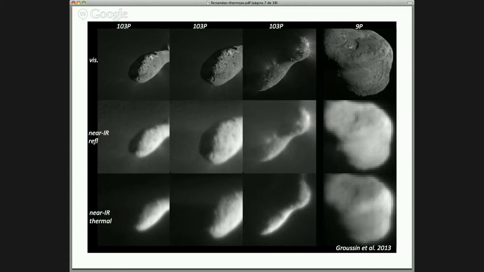These are two inbound images, when Deep Impact was inbound toward Hartley 2. This is an outbound image. What you're looking at over here is the morning side of Hartley 2, and this is the afternoon side of Hartley 2, and this is, I think, the morning side of Tempel 1 also. Groussin et al. did a very detailed analysis of some of these images.